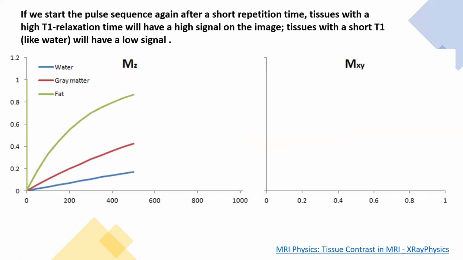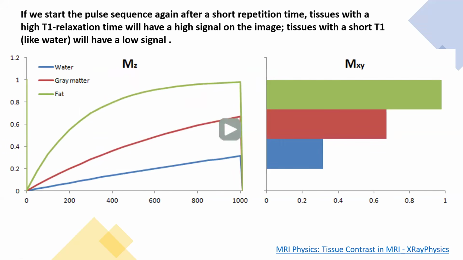This is a figure I did not make myself. It's one I took from the internet, but I found it very interesting. This is basically what happens if we start a new pulse sequence after a certain amount of time. This is the recovery of the longitudinal magnetization for fat, gray matter, and water. If we were to start a new pulse sequence after 1000 milliseconds, we will see that most fat has recovered its longitudinal magnetization, and if then flipped in the transverse plane, we will have a high signal. It will be lower for gray matter and will be very low for water.